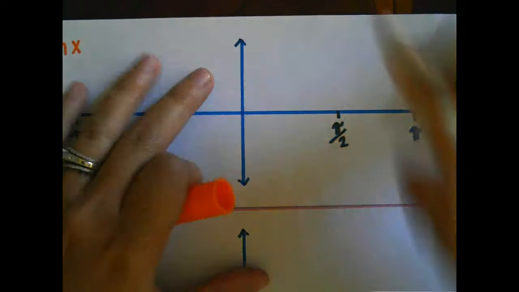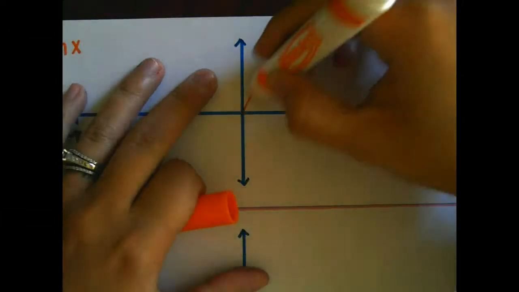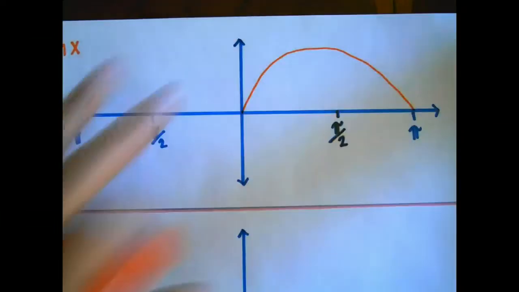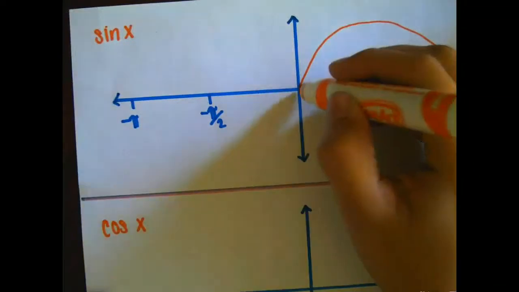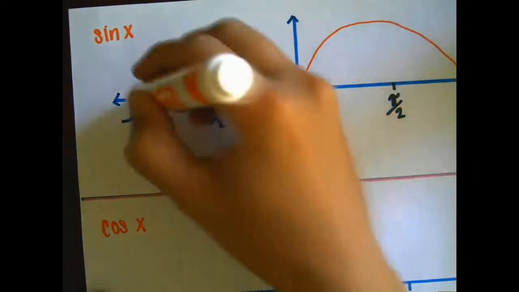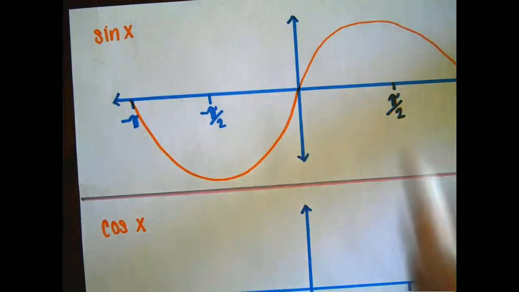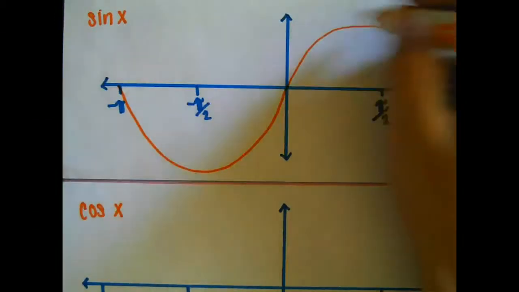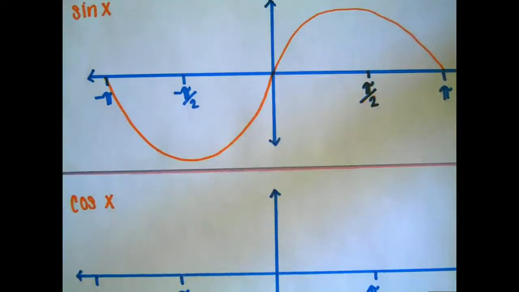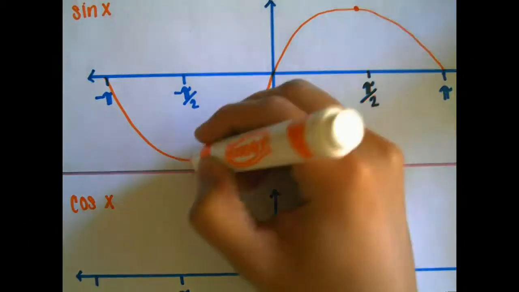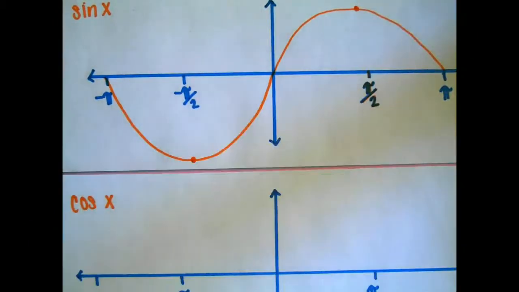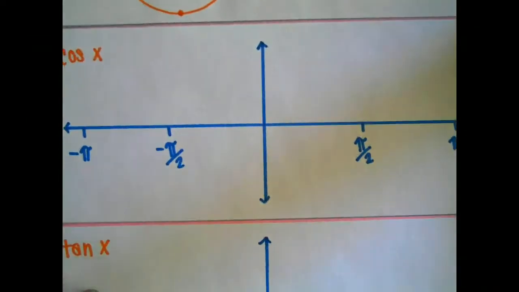From 0 to pi, you got kind of a hump. And then from negative pi to 0, it's pretty much the same thing, but under the axis. Okay? And it should go from 1 to negative 1, but that's alright. Okay, so at its peak, it's at pi over 2, and at its lowest point, it's at negative pi over 2.